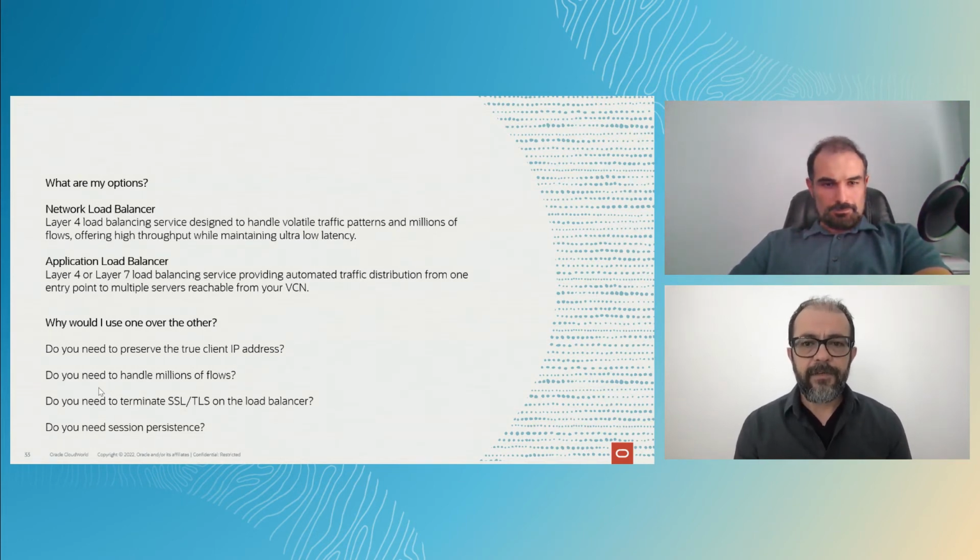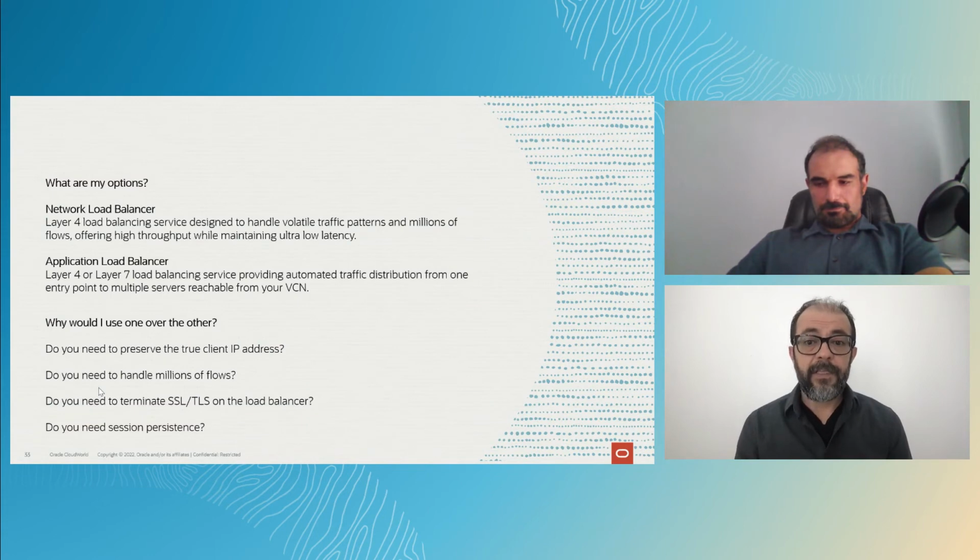So what are my options in OCI? Well, we have two different types of load balancers in OCI. One is the application load balancer, and the other one's a network load balancer. Application load balancers essentially offer application delivery, which offer capabilities including TLS offloading, cookie-based session persistence, multi-site hosting, URL path, and advanced layer 7 header-based routing as well.